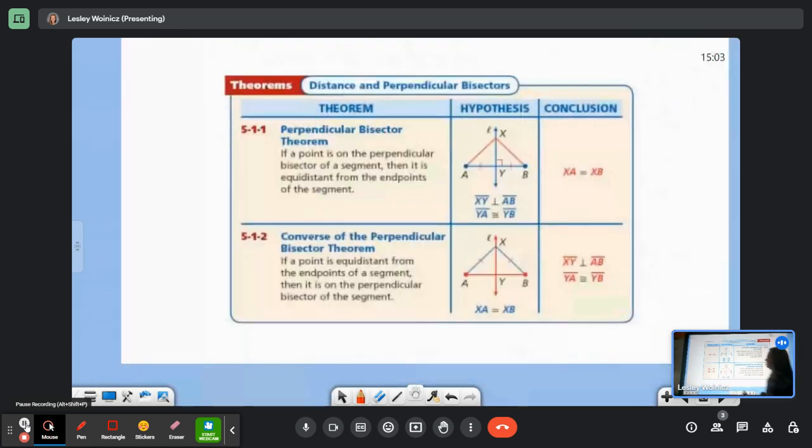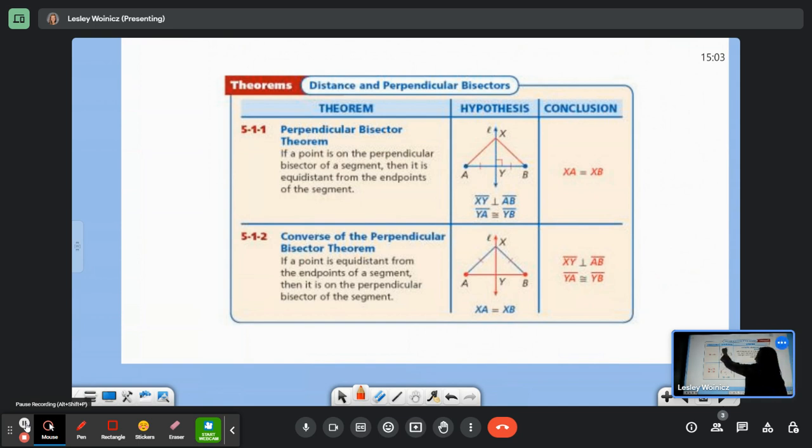All right. You don't have to do a whole lot of writing because it's already written for you, but you do need to know these things, so please listen. Our perpendicular bisector theorem says that if a point is on the perpendicular bisector of a segment, then it is equidistant from the endpoints of the segment. We kind of already said that, but in a different way.